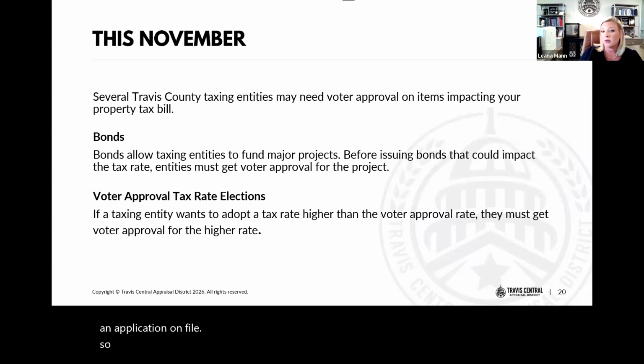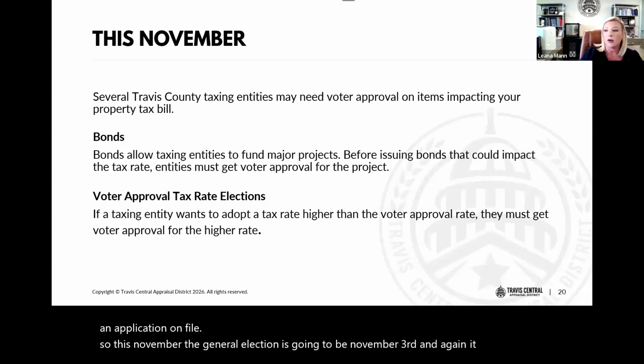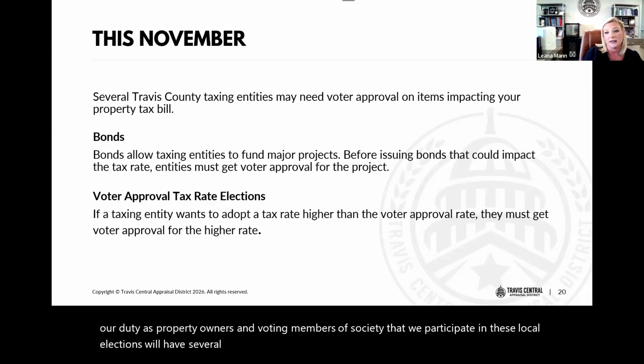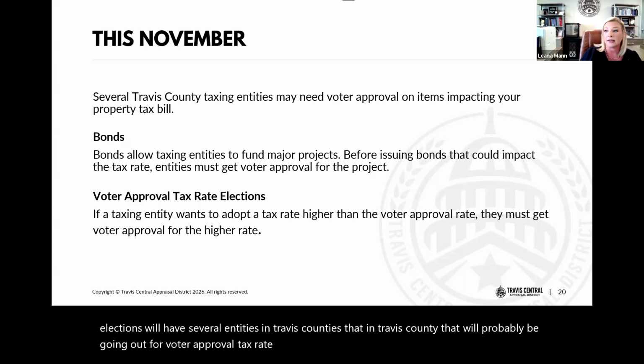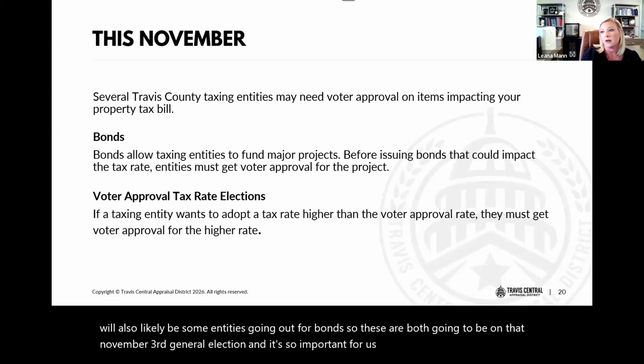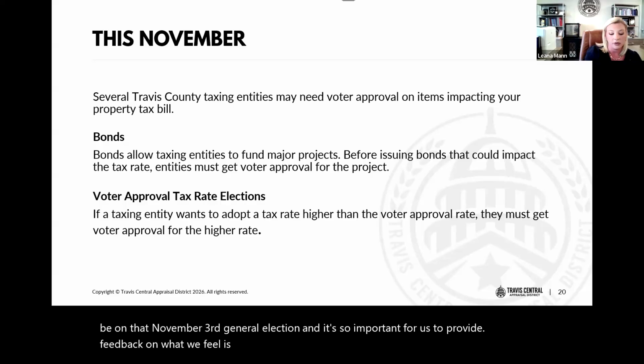So this November, the general election is going to be November 3rd. And again, it is our duty as property owners and voting members of society that we participate in these local elections. We'll have several entities in Travis County that will probably be going out for voter approval tax rate elections that directly impact your property tax bill. There will also likely be some entities going out for bonds. So these are both going to be on that November 3rd general election. And it's so important for us to provide our feedback on what we feel is important as property owners and taxpayers.